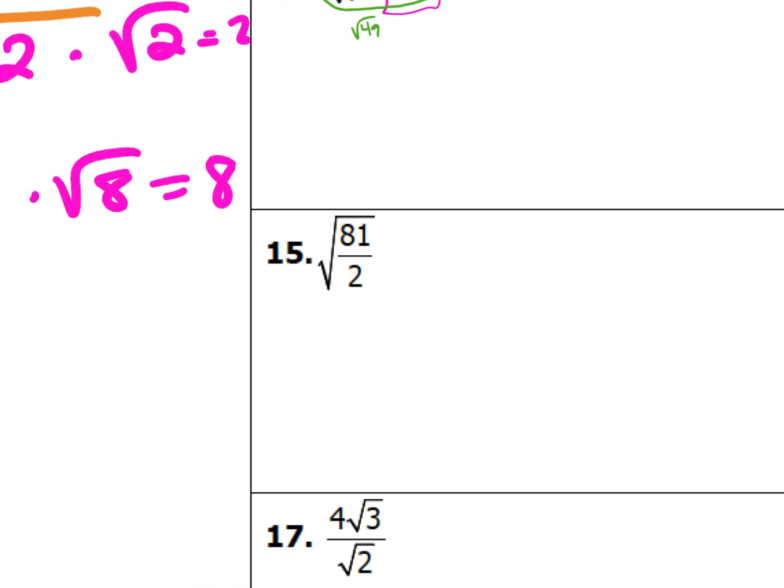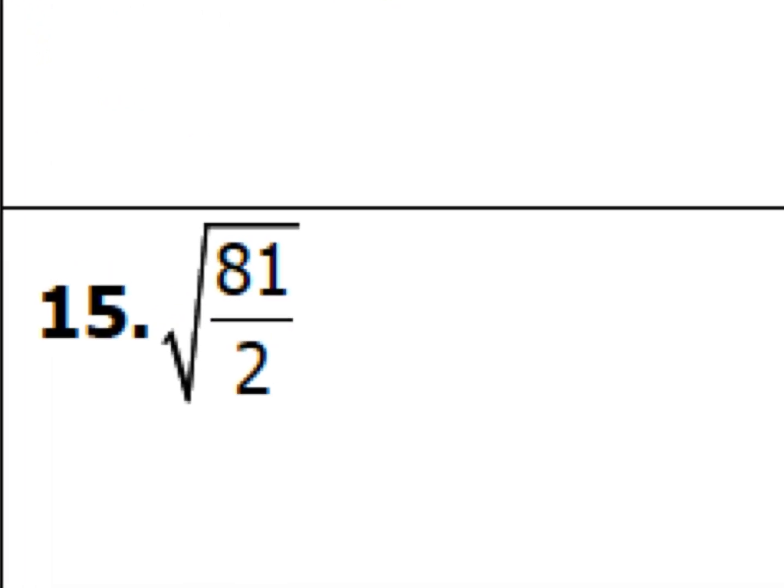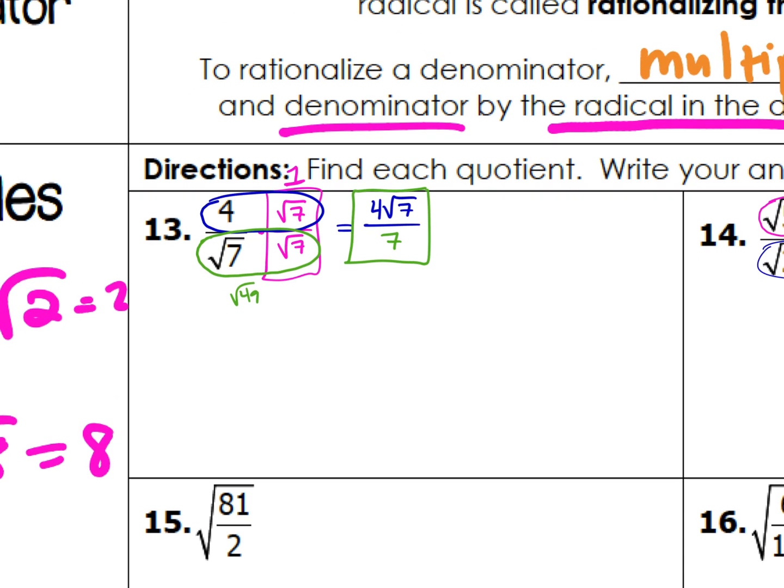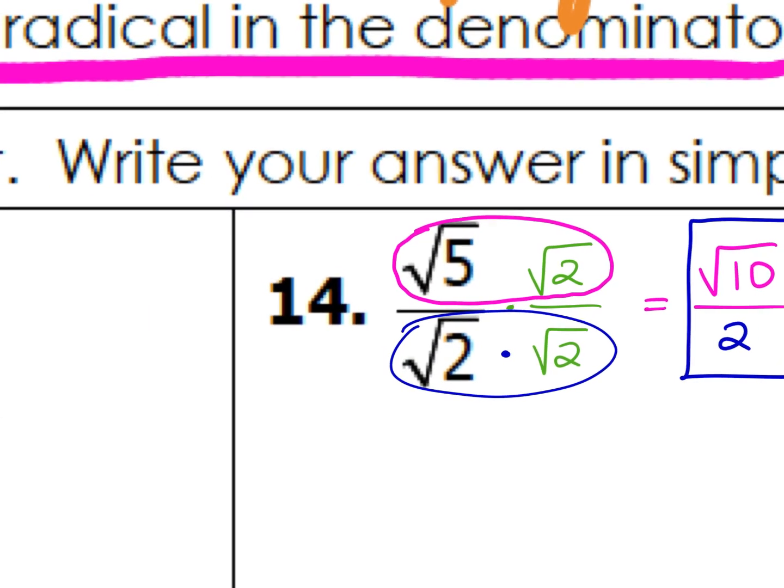Okay, go over to 15. This one is written a little different. Do you see the difference here? The radical's around the whole thing versus the radical is like here. There was a rad on top and a rad on bottom.